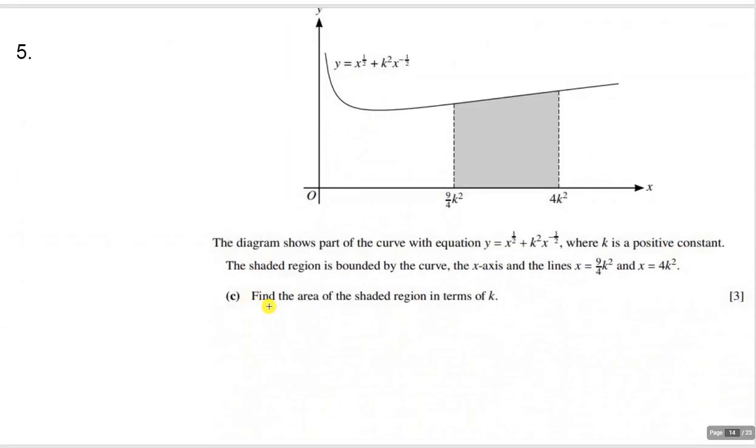And then C, now we're getting to integration where they want us to actually find the area under the curve, okay? And if I have this y, okay, what we're going to do is we take this, and again, we're still dealing with k's, it looks like. Find the area in terms of k.